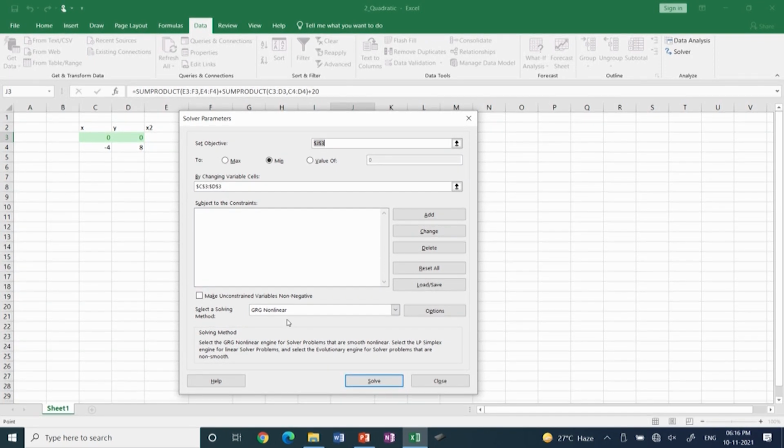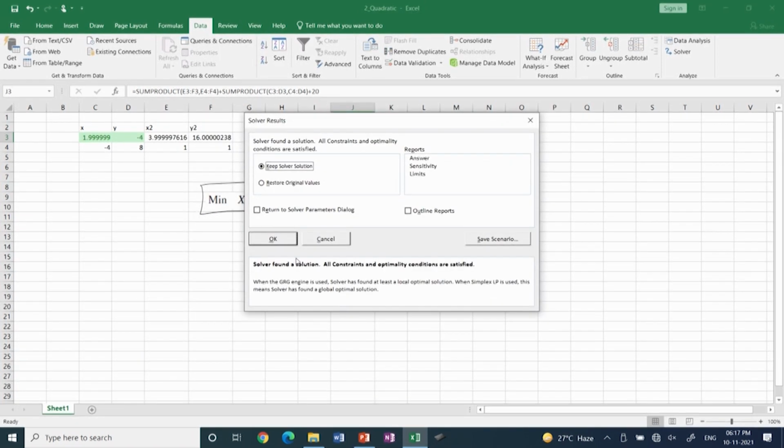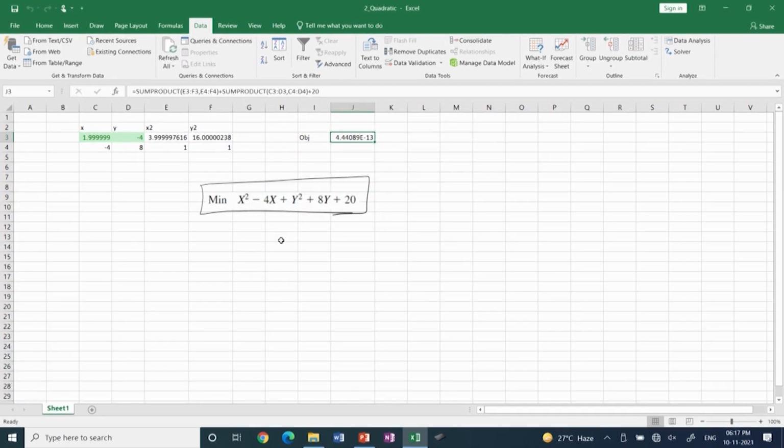So, I am going to solve the nonlinear problem. You see that I did not check this box. That means I am allowing negative values also. When you check this box, you will get only positive values. Okay. So, now I can get negative values also. When I solve it, yes, now you see the value of C3 is 1.99, that is 2, and the value of D3 is minus 4. Okay.